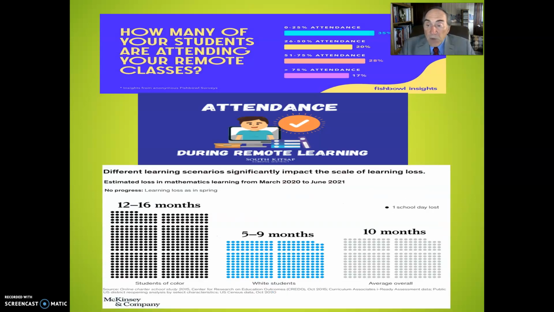According to a McKinsey report, the learning loss results during the pandemic are staggering. All students, on average, lost 10 months of learning from March 2020 to June 2021. Students of color were 12 to 16 months behind, compared with 5 to 9 months for white students. Among other students who lost significant learning are students with disabilities and language deficiencies, those in foster homes, and students from families with low income.